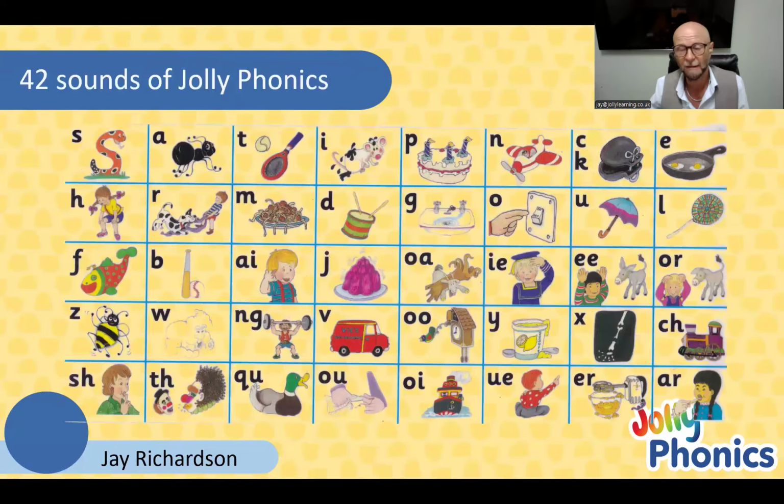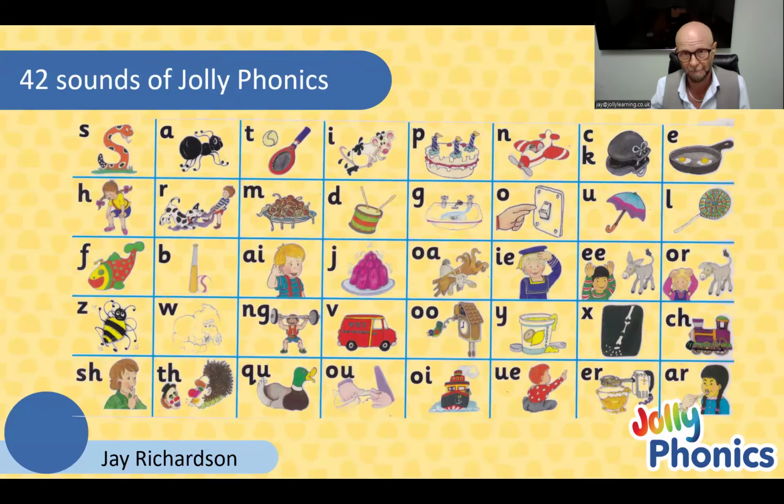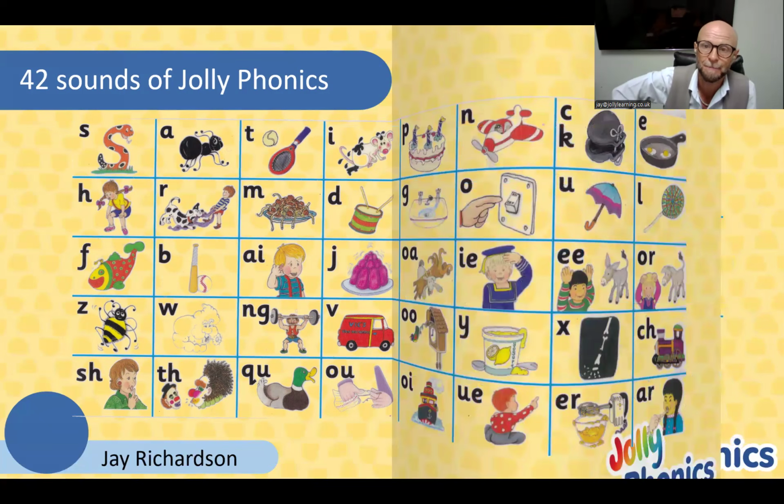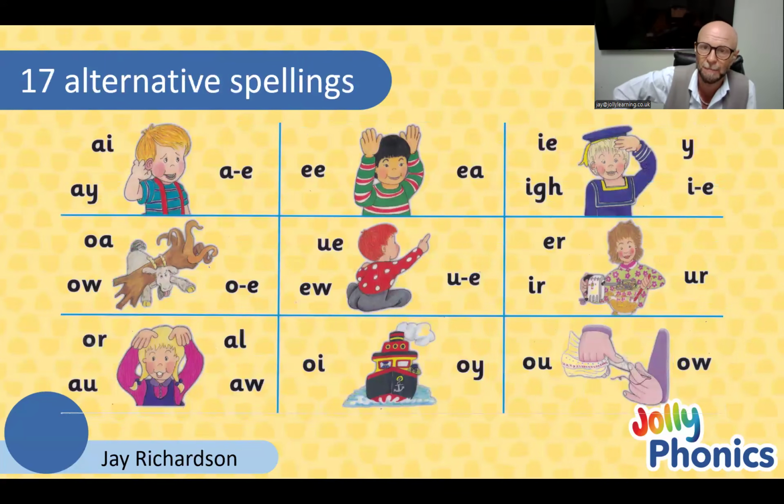All right, here's an example from Jolly Phonics. There, the 42 sounds. You'll notice there are only 40 letters or 40 images here. That's because double O has the long and short, ooh, and TH has hard and soft. And please look to my other channel videos for more on that. We also have the 17 alternative spellings. It's very complicated. English is quite a complicated language. Therefore, your system needs to be very systematic.